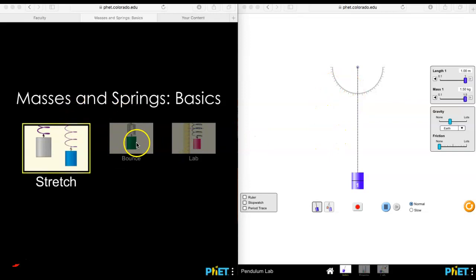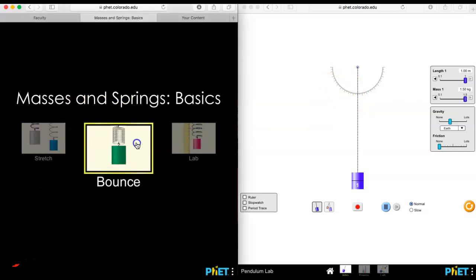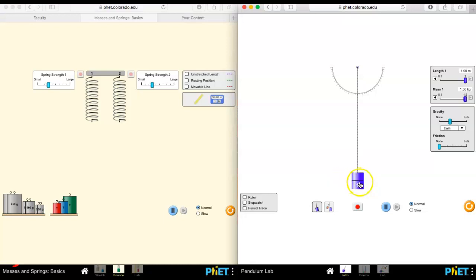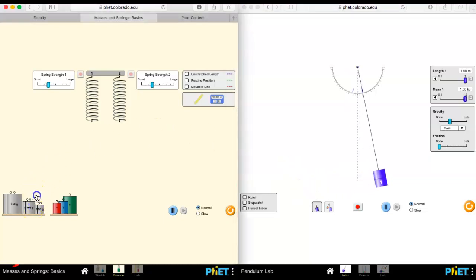For masses and springs, we're going to choose bounce. We want the objects to bounce up and down. So here I've got a couple of springs, and I can put different bricks on them where the mass is labeled. And on this side, I've got a pendulum, and I can alter the length of the string and the mass and do a few other things. All right, so we'll start by looking at this kind of motion. Get the pendulum moving, and we'll put a brick on this spring.